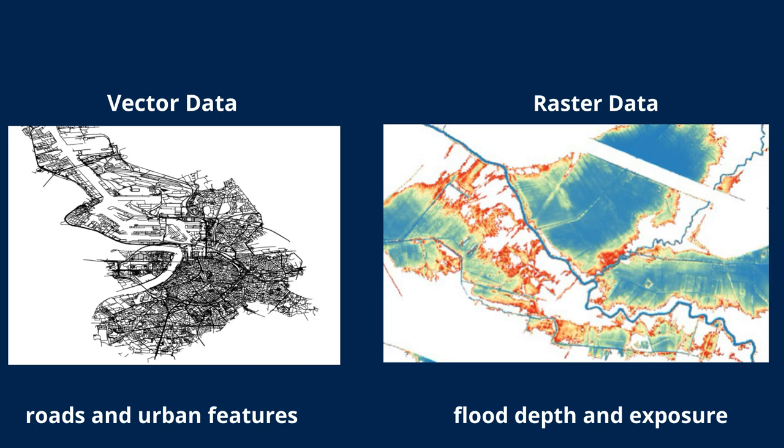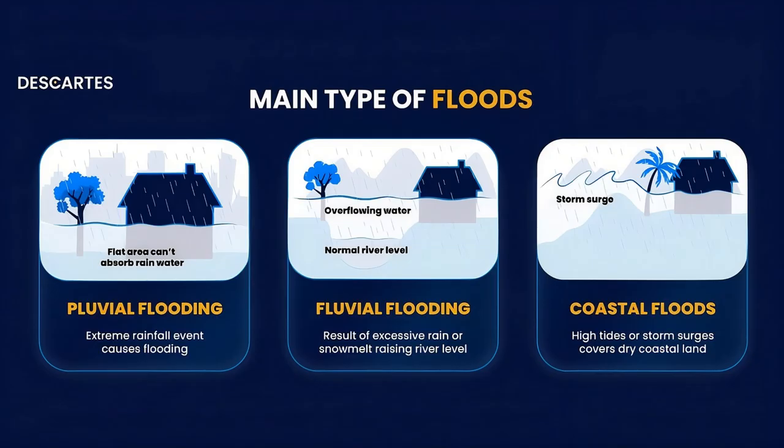In this project, QGIS was used to analyze flood risks by combining vector data, such as roads and urban features, with raster data representing flood depth and exposure. The analysis focused mainly on pluvial flooding caused by heavy rainfall in urban areas, while also considering fluvial and coastal flooding. All datasets were processed using a consistent coordinate system in QGIS, and road networks were buffered to better reflect their actual width and improve spatial overlap with flood-prone areas.